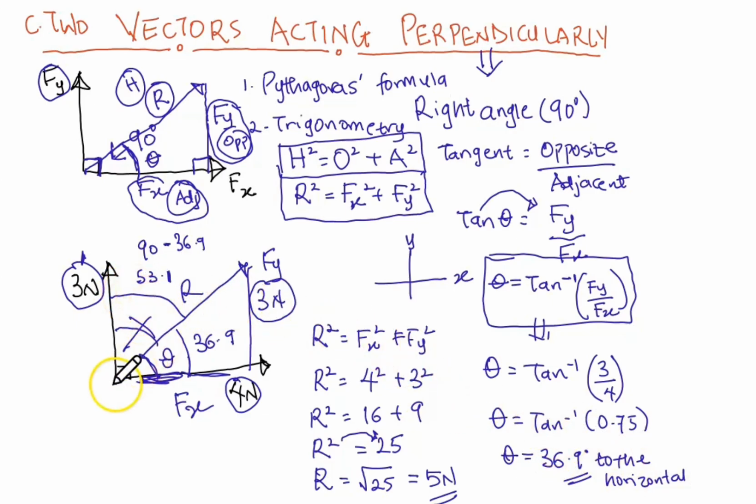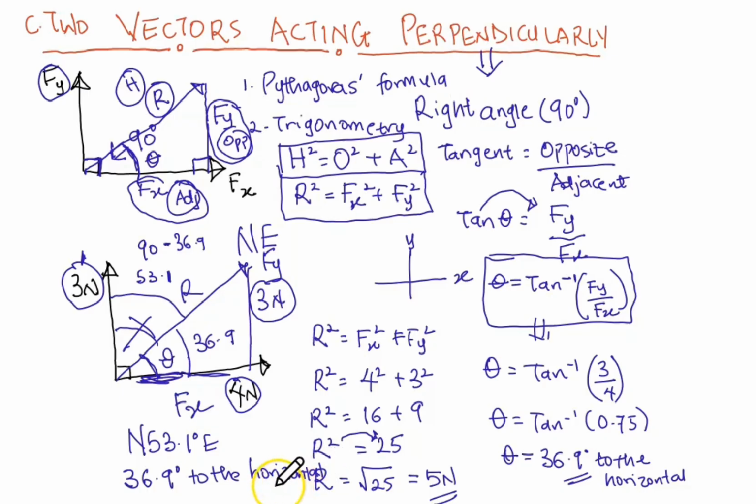So in northeast, this is going to be north 53.1 degrees east, because remember, this is between north and east. But in most exams, you'll just be told to leave your answer with that value to the horizontal, which is 36.9 degrees to the horizontal. So don't forget, the answer clearly depends on what you are being asked. Any of them is typically correct.